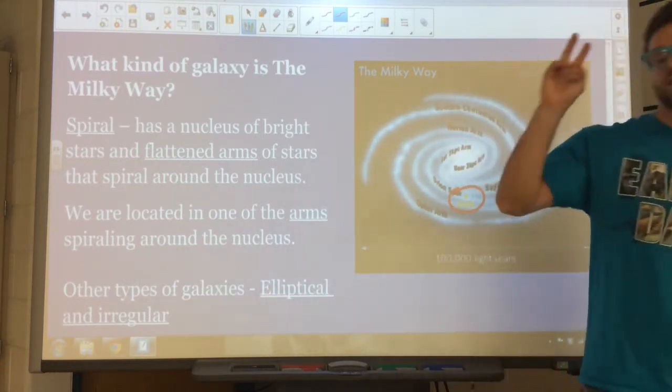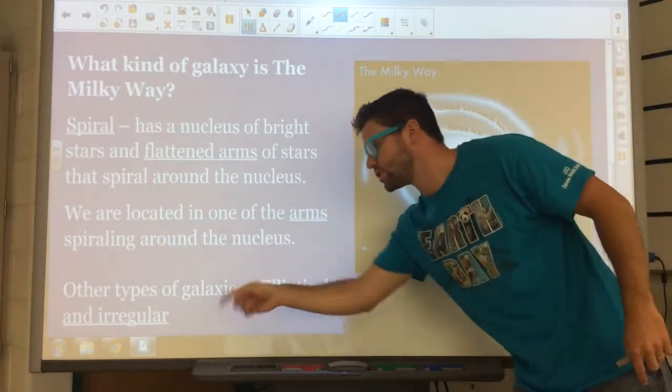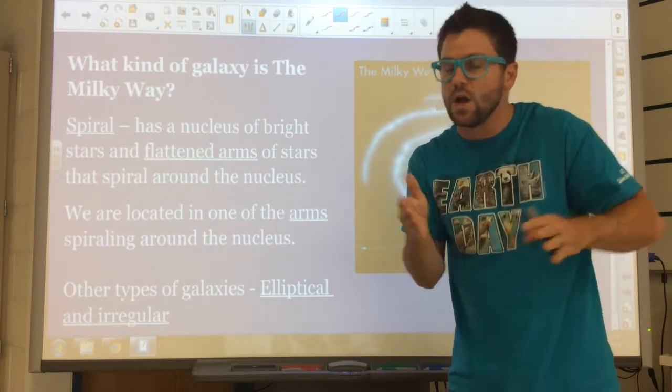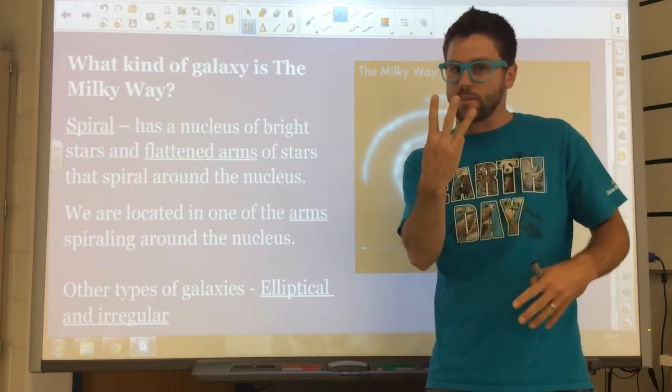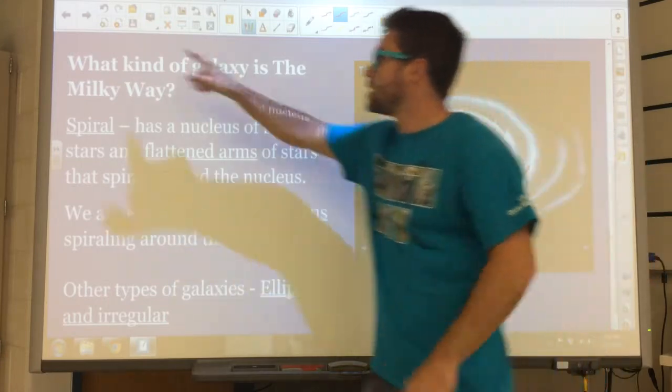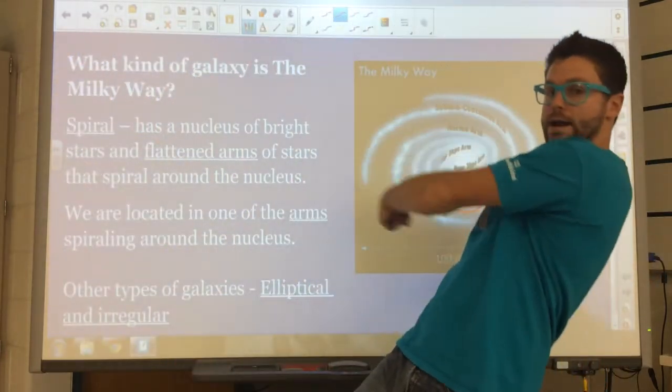Other types of galaxies, there's an elliptical type of galaxy, and then there's an irregular type of galaxy. So remember, hundreds of billions of galaxies really fall under three different types: spiral, irregular, and elliptical. Let's take a look at, so spiral right here.